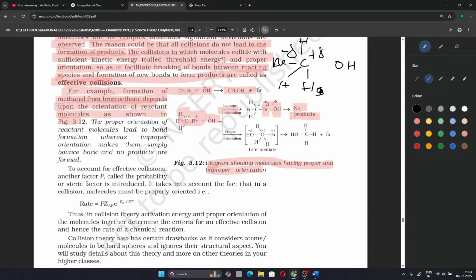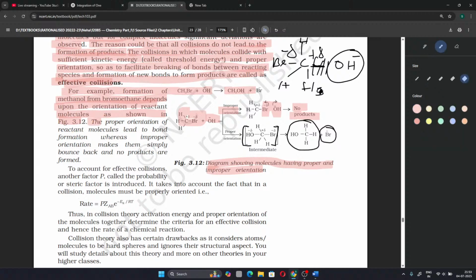OH minus should meet C plus in this orientation. Then only bond making will happen. Like this is a transient stage. Then methanol is formed, leaving the breaking of the bond of the bromide, forming the bromide ion. The proper orientation of reactant molecules leads to bond formation, whereas improper orientation makes them simply bounce back and no products are formed.